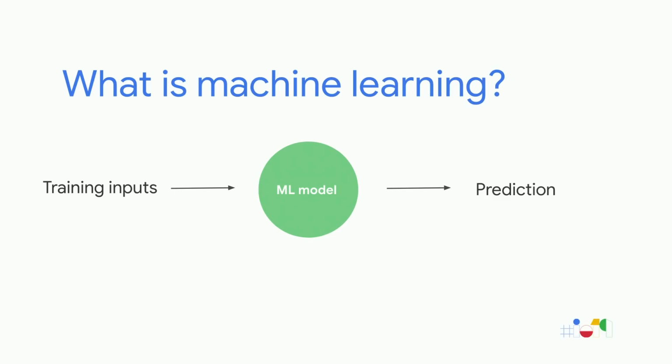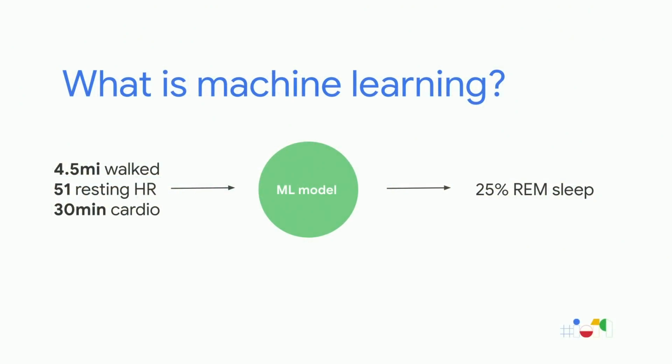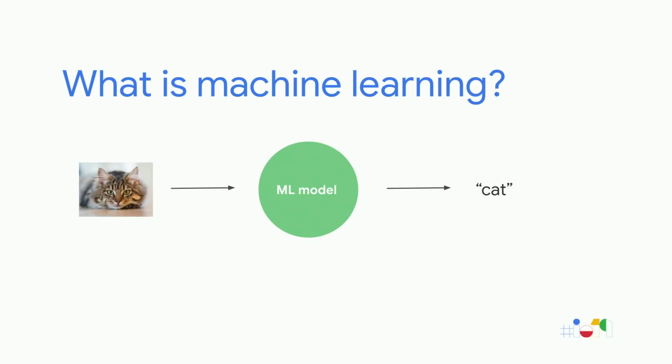Now, these training inputs could really be anything. It could be the text of a movie review, and our model could be doing sentiment analysis to tell us that this is a positive review. It could be numerical or categorical fitness data, and maybe our model predicts the quality of the sleep that we'll get. It could be image data. So in this example, our model is predicting that this is an image of a cat.